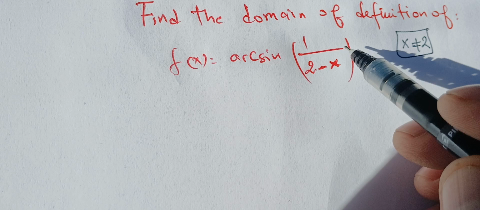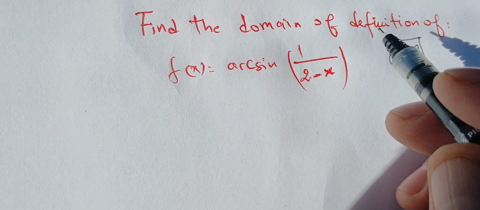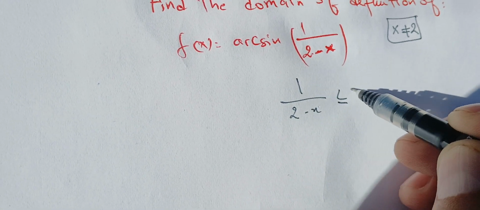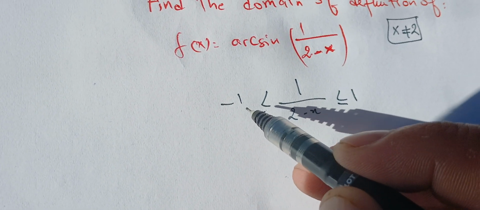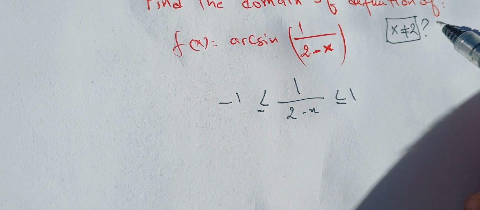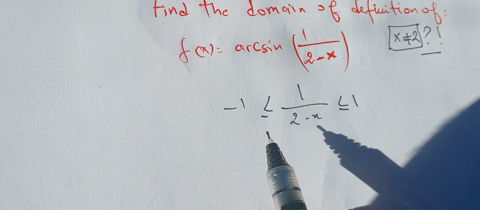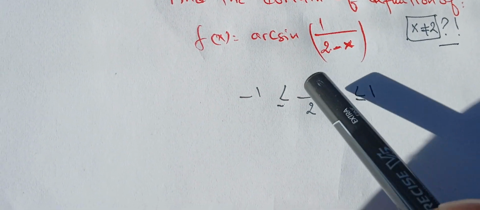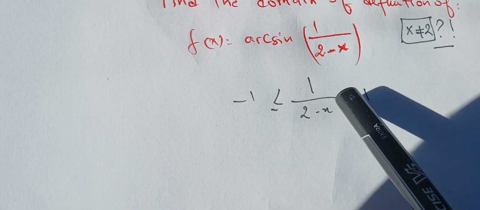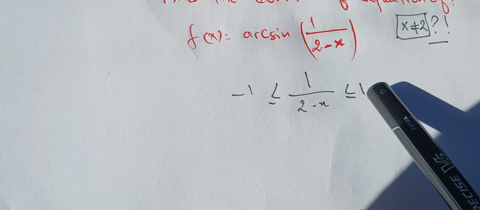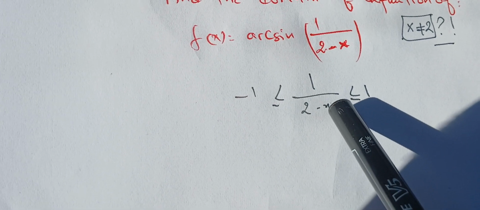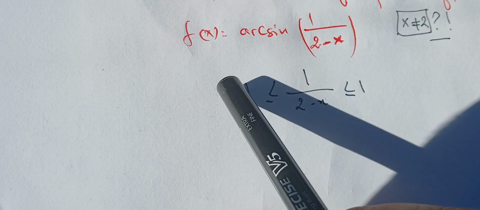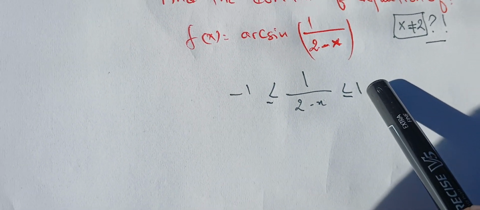Next, we need to have this one here between minus 1 and 1. And this means that 1 over 2 minus x must be between minus 1 and 1. And we don't forget this condition here. Okay. The quickest way to find this is to treat 1 over 2 minus x as a function, and 1 as a function, and minus 1 as a function, and we're going to find the values of x with x different from 2 that would make these two inequalities hold. Okay, so this is the quickest way.